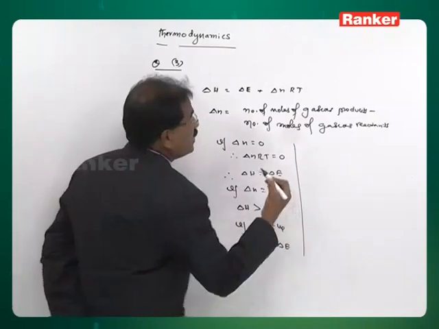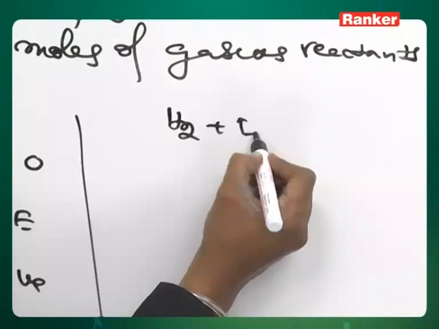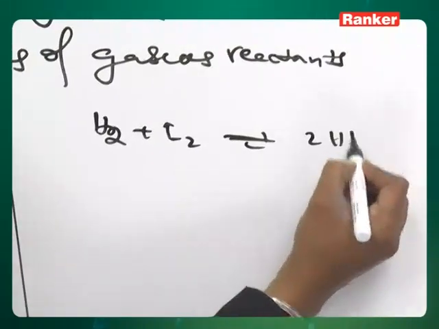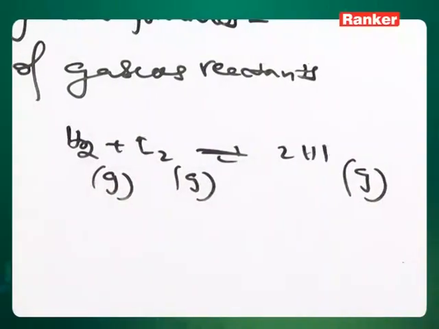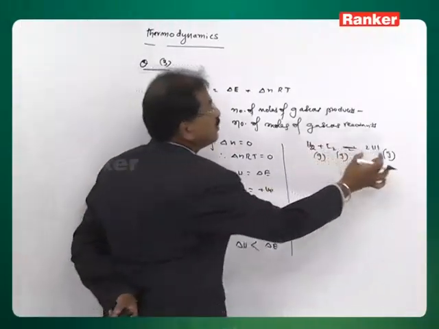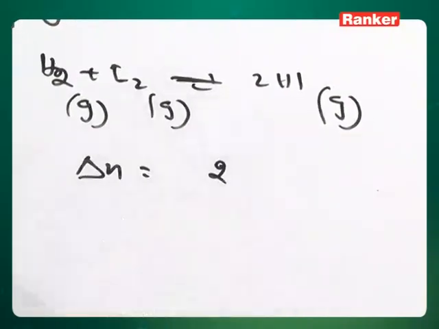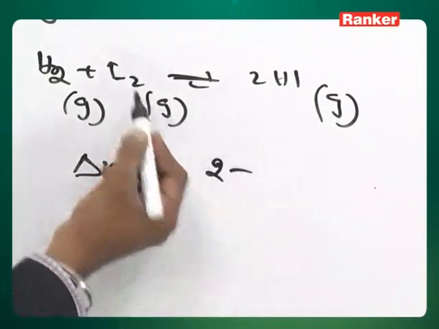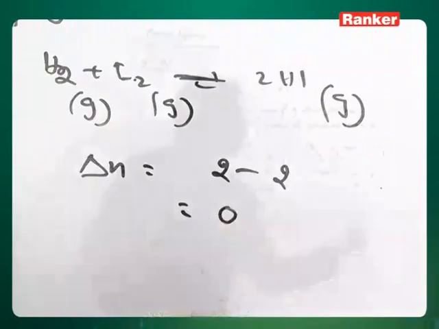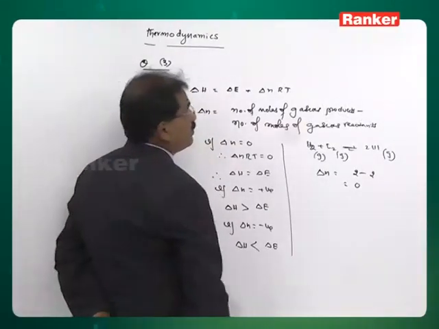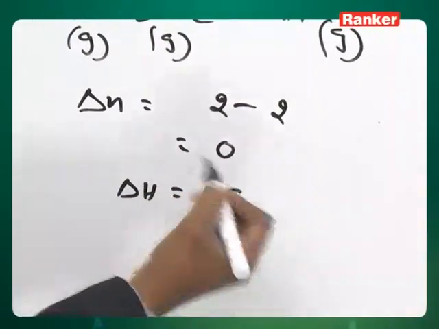If you observe the various reactions, say for example, H2 plus I2, reversible arrow 2HI. Here, while calculating del N, we have to consider only the gaseous state moles of the products and reactants. For this reaction, del N is equal to total moles of the gaseous state products, 2, minus total moles of the gaseous state reactants, 1 plus 1, which is 2. Here del N is equal to 0. That means for this reaction, the enthalpy change is equal to internal energy change. Del H is equal to del E.